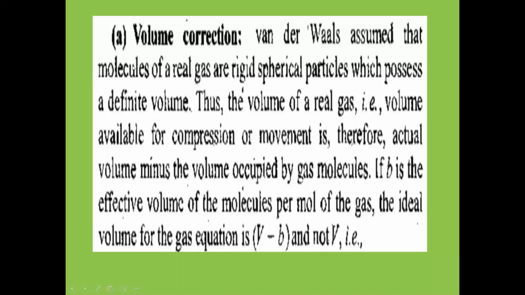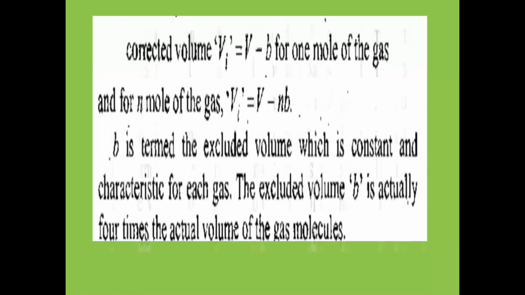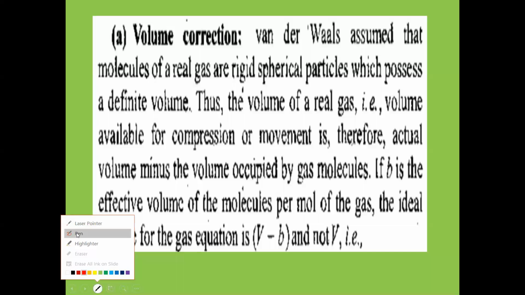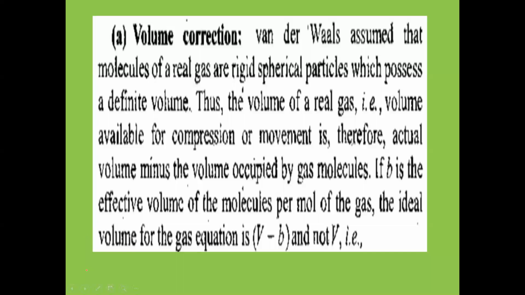Okay. Next. Now in detail we'll discuss the volume correction. What is the meaning of this volume correction and how did he introduce it? Volume correction is shown by V dash. V dash indicates volume correction. This volume correction is introduced by Van der Waals as nB. nB is the volume correction.